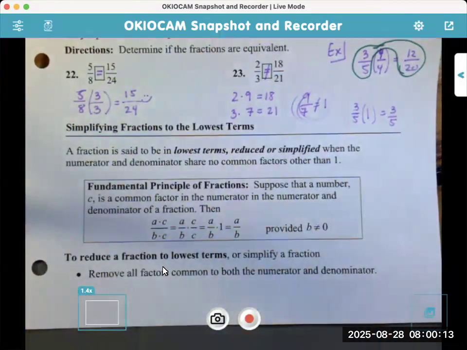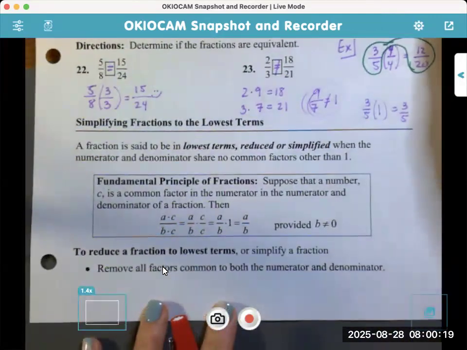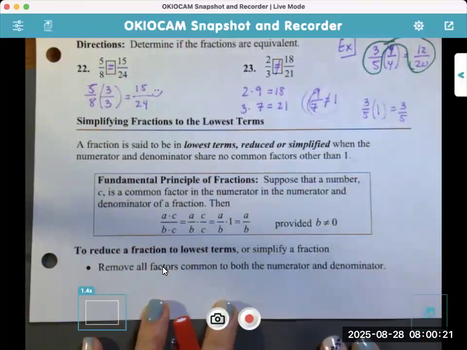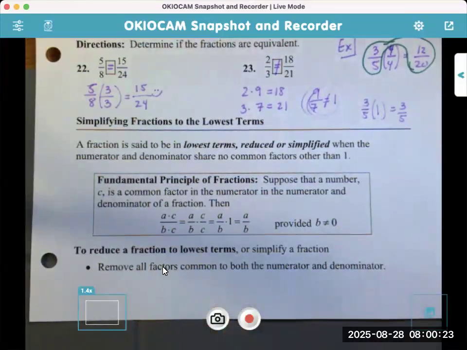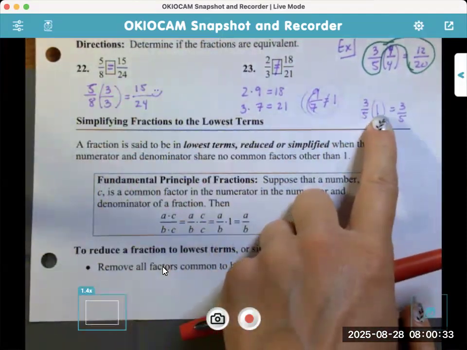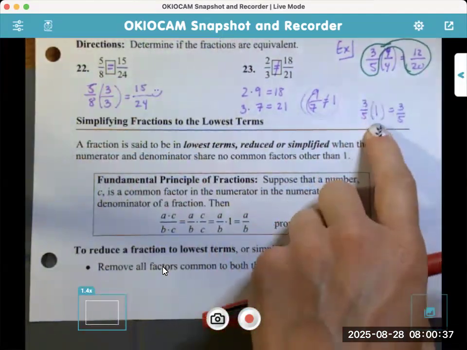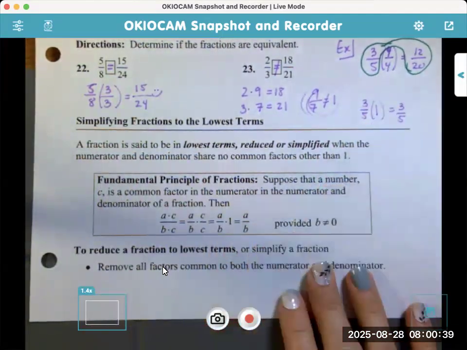Okay, so simplifying fractions into lowest terms. That's basically going larger to smaller. A fraction is said to be in lowest terms, reduced or simplified, when the numerator and denominator share no common factors other than 1. So the common factor, again, we love 1 because it can be changed and altered into infinity different versions.